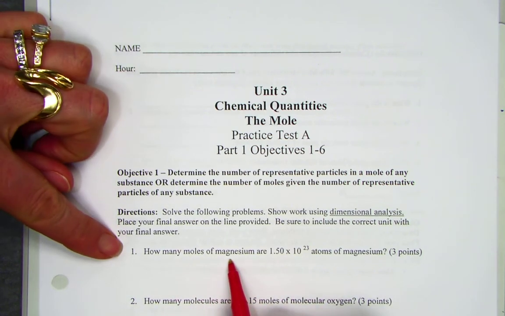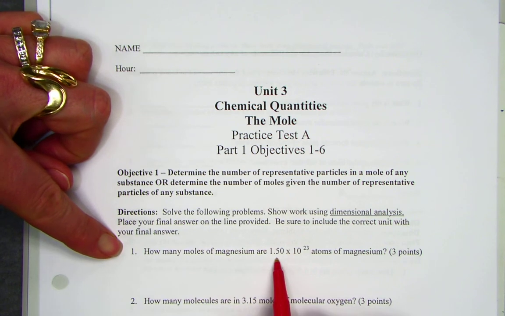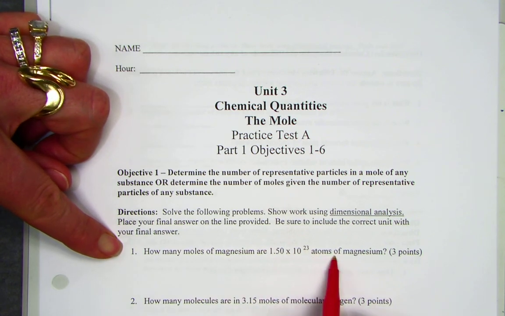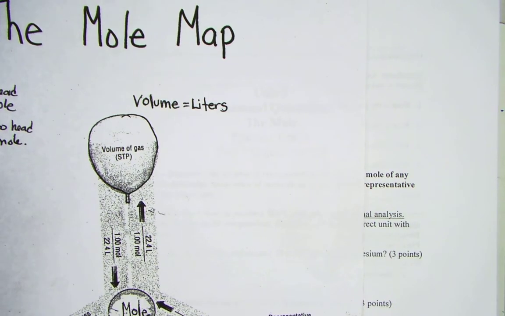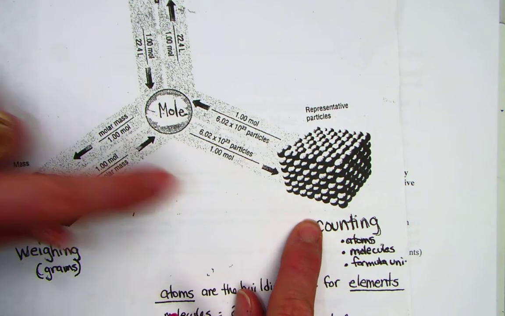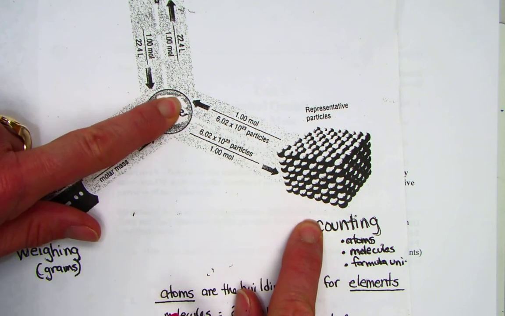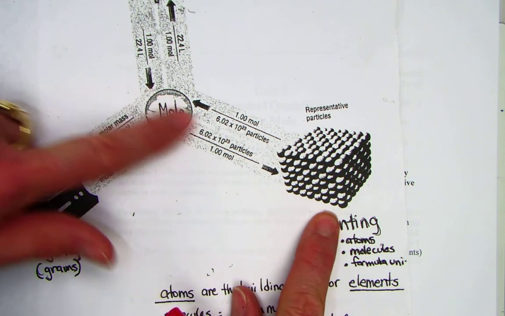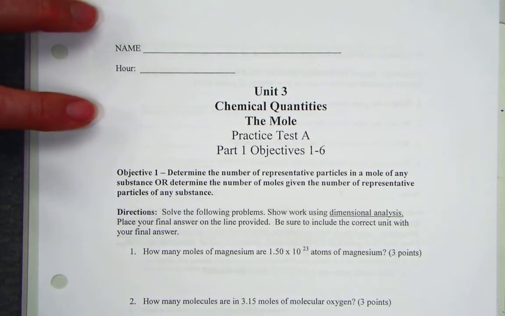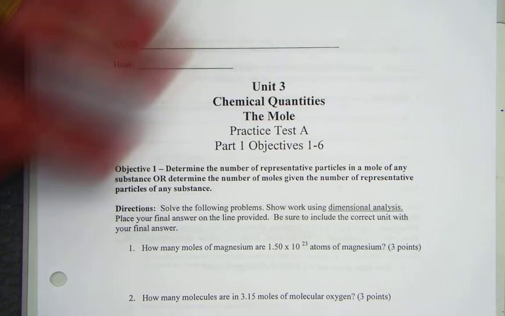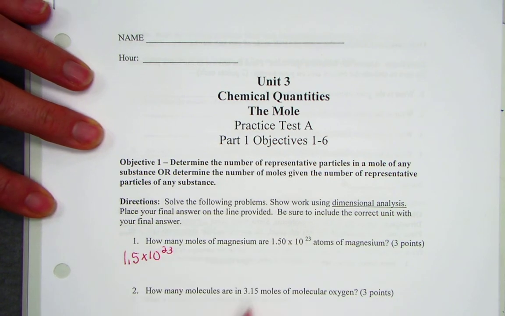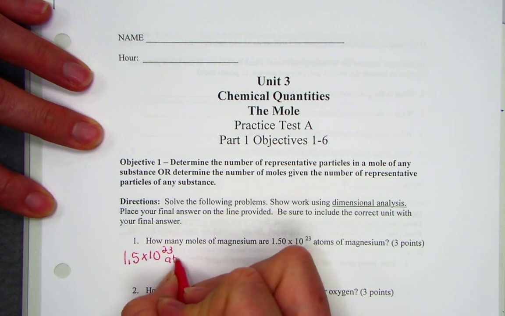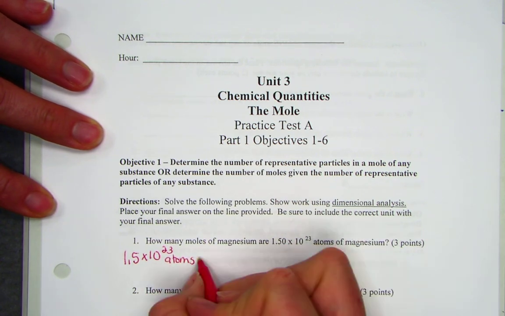How many moles of magnesium are in 1.5 times 10 to the 23rd atoms of magnesium? The individual particles called atoms start us down here. Imagine those as just little atoms of magnesium. And we want to exchange that into the unit mole, converting atoms to moles using Avogadro. Let's begin by writing our number, 1.5 times 10 to the 23rd. The unit is atoms, and the label is magnesium.